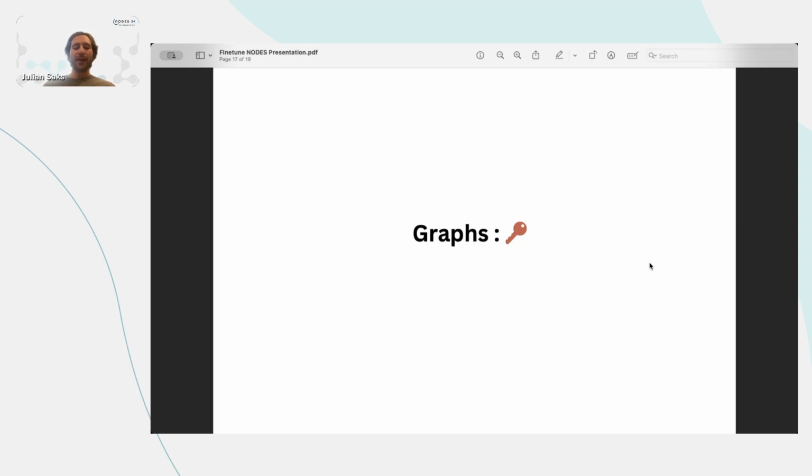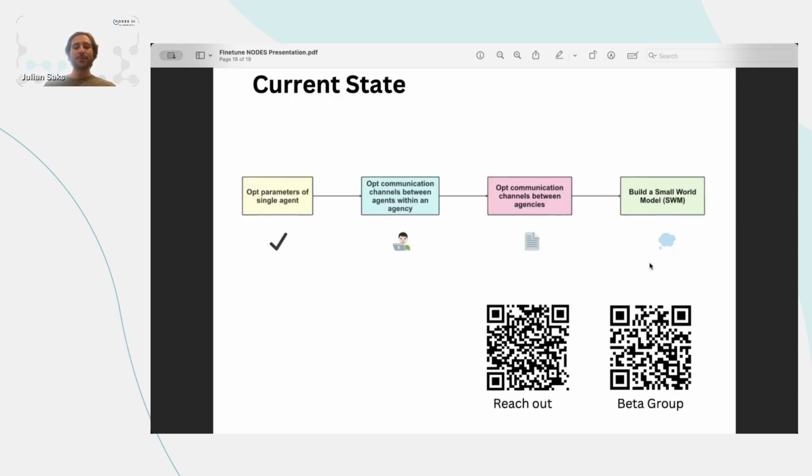And we're very grateful that it's very robust, and what they've put out is very strong for our research and considerations. So yeah, our current state is that we can optimize any parameter, as I mentioned, system prompts, actual functions of a single agent. And we're releasing a beta group to test within that.